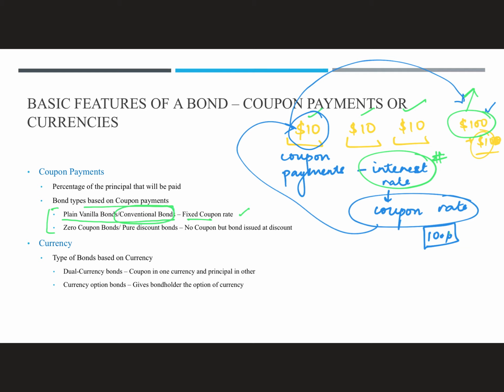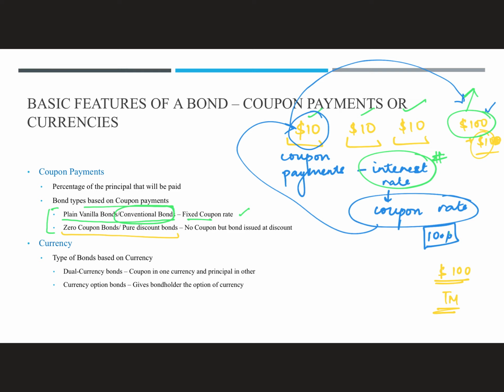Then another kind of bond that we have is the zero coupon bond, or pure discount bond. They also give you interest, but they give it to you in a different manner. So what is that manner? They tell you in the document that they'll give you $100 at maturity. But for now, they will not.